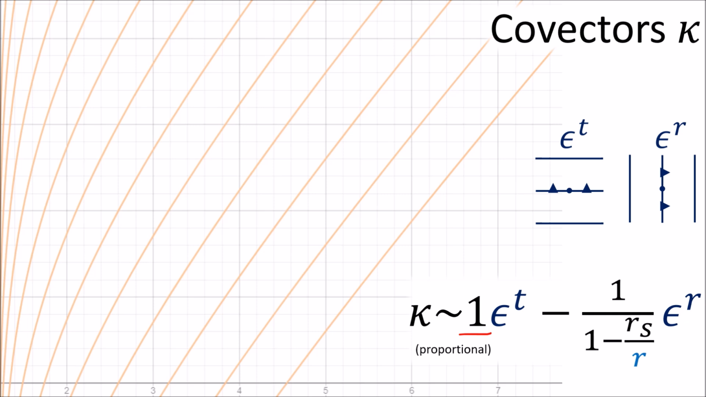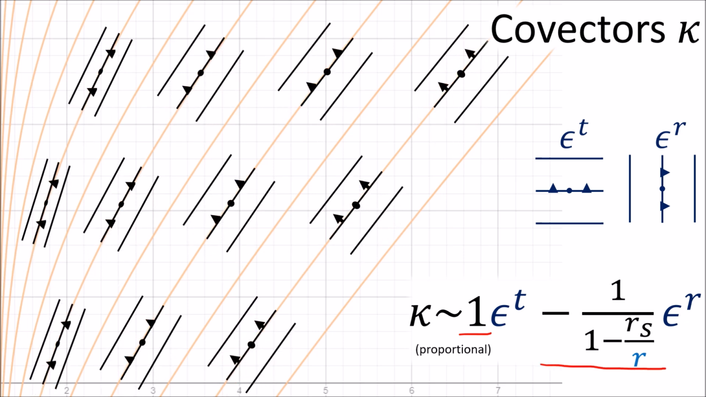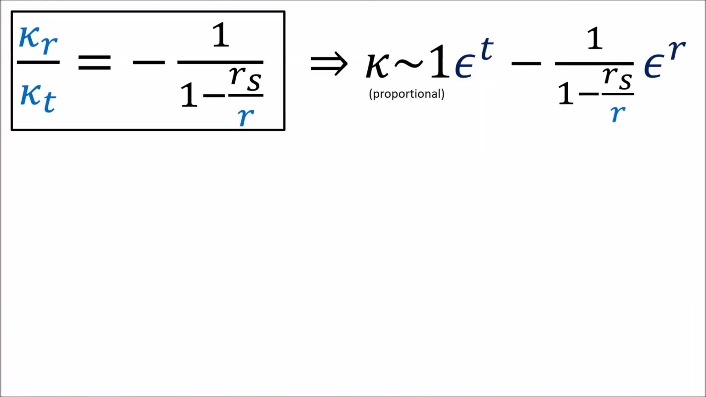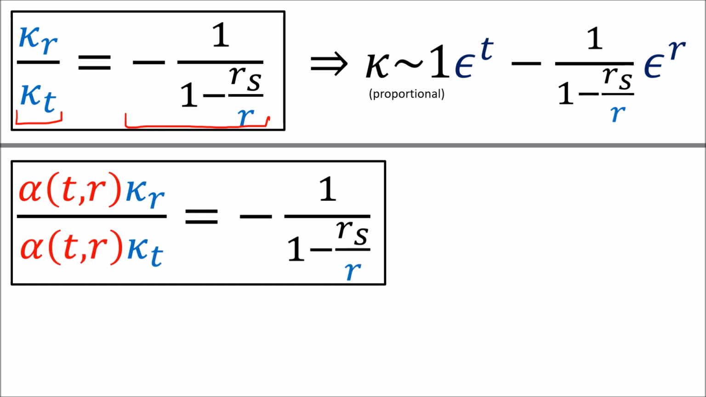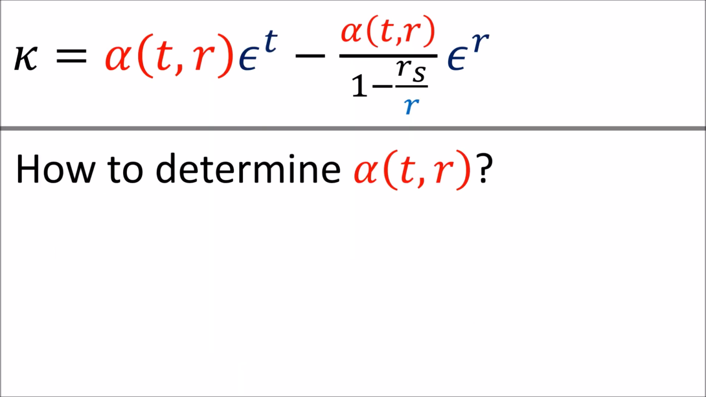This is a covector field oriented to the upper left, which matches what we expect, as seen on our spacetime diagram. However, we solved for this ratio between κ_r and κ_t. It's still possible to scale both of them by some function α of t and r while still maintaining the same ratio. So we don't yet have the complete solution for our light covector field yet. So how can we determine what this α function is?